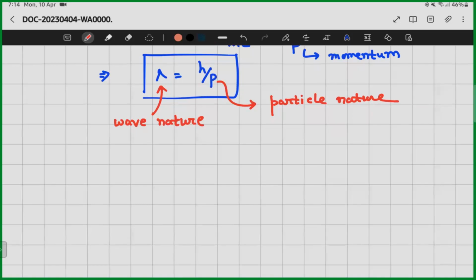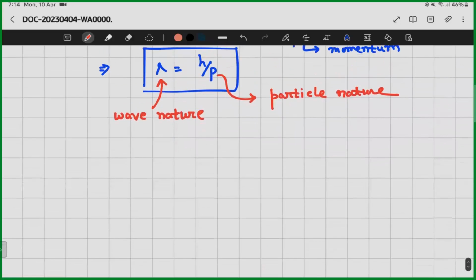So what de Broglie said is that if a wave can have the particle nature, then in a similar context we can also say that the particle or the matter can have some wave nature. And for them also this equation will hold: λ is equal to h by p. This equation will hold for matter as well.